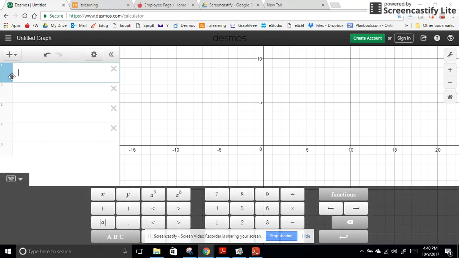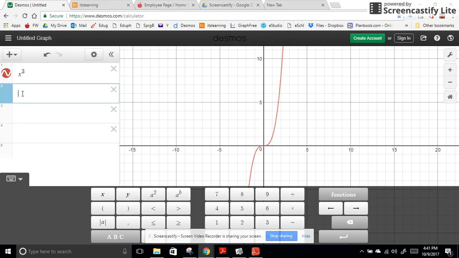Let's do this one. I type in the parent function x cubed, now put parentheses, and type in negative x cubed. Now you can see what happened. What was on the right side is now reflected across the y-axis, and what was on the left side has been reflected. So we got a reflection across the y-axis, a left and right reflection, or a horizontal reflection.